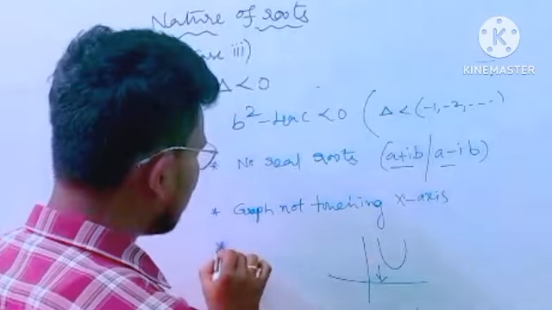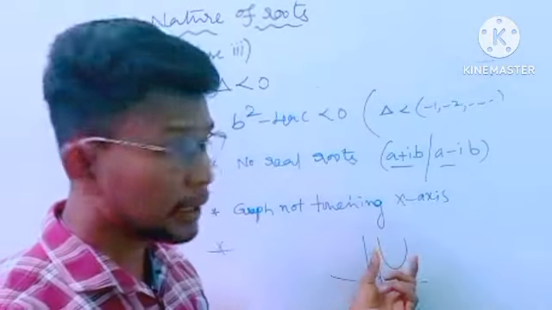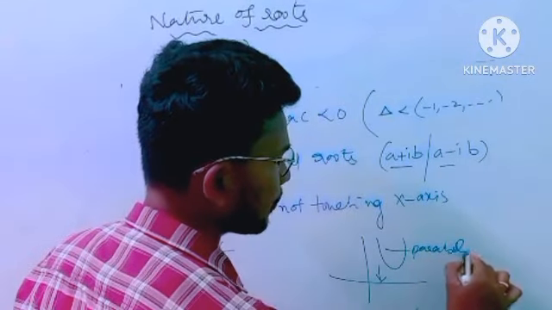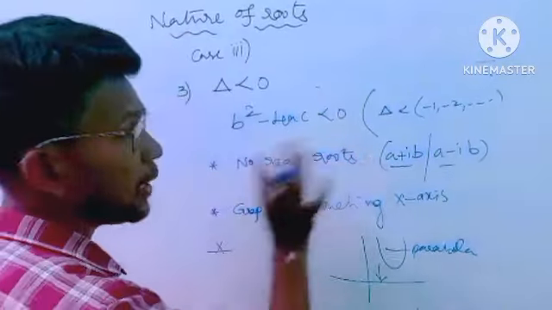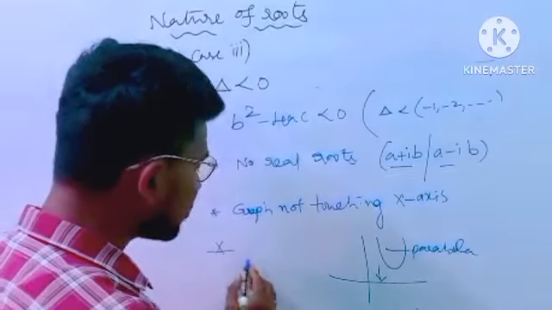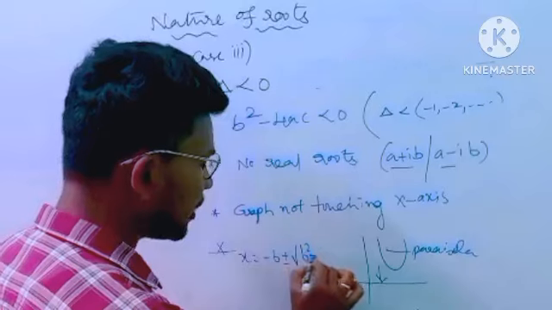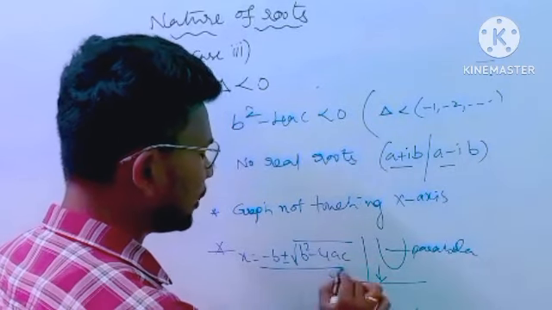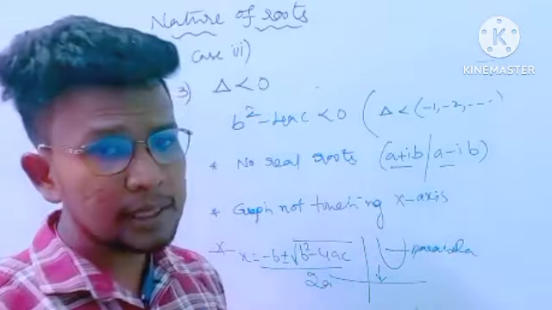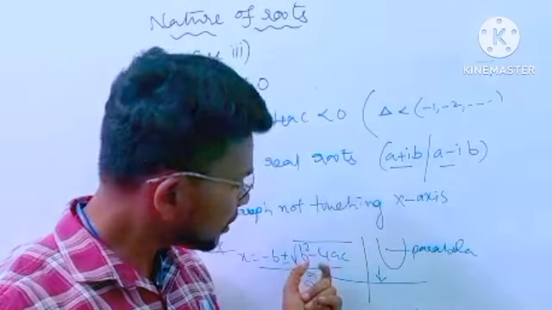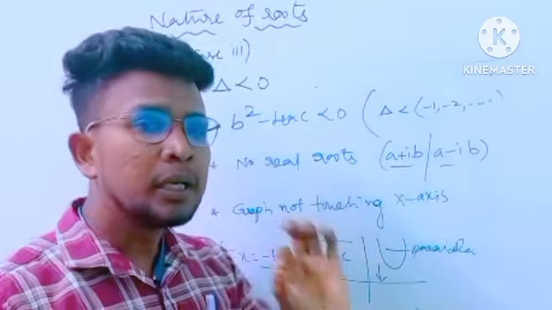What is the shape of the given diagram? Parabolic shape, parabola. It will have no real roots. For this also we can use the formula minus b plus or minus square root of b square minus 4ac divided by 2a. From the start I said that for any quadratic polynomial we can use this formula, minus b plus or minus square root of b square minus 4ac by 2a.